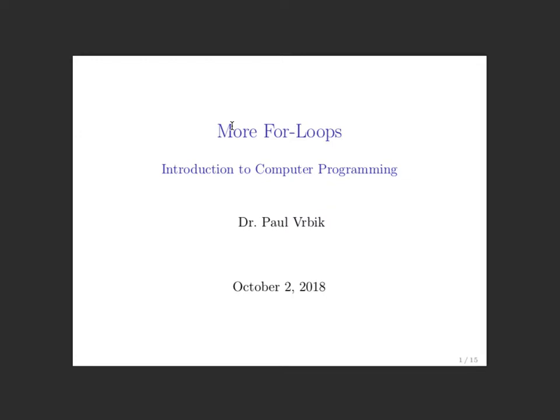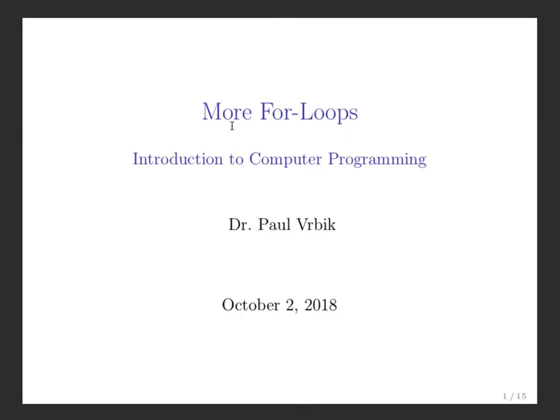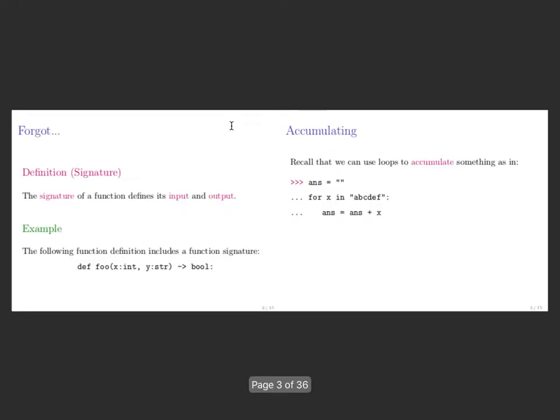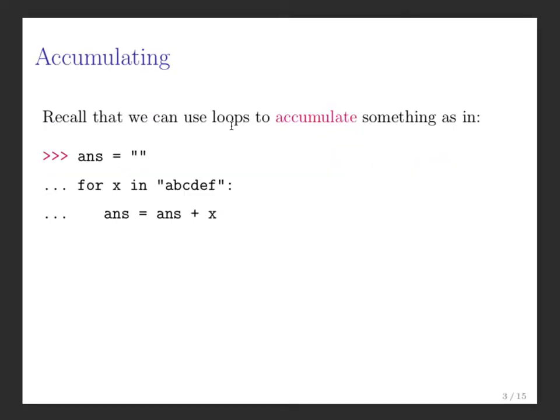Today we're going to be discussing more about for loops. As you recall, last week we introduced this for loop structure, which allowed us to look at each character of a string individually and act on it. In particular, we were using for loops to accumulate over values.